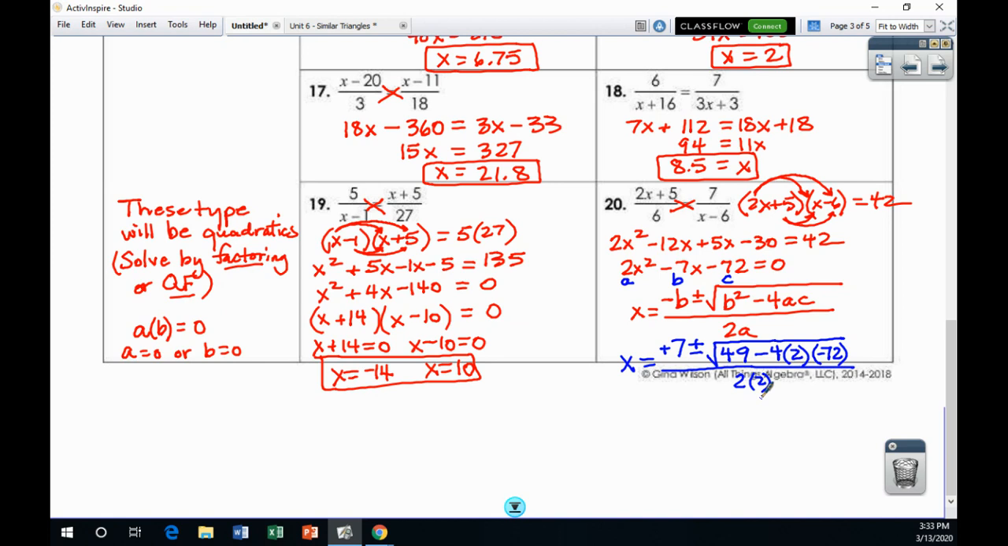Now, let's bring a calculator in. Let me bring my calculator in. It'll take just a second for it to load.